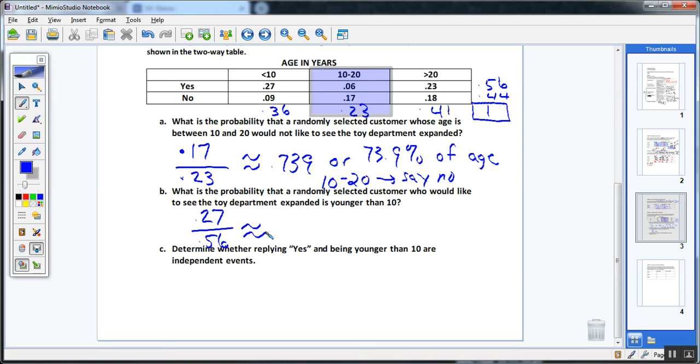Okay, again, this is all conditional. We're in a certain row. We're not using the overall total anymore. We're using row totals or column totals.